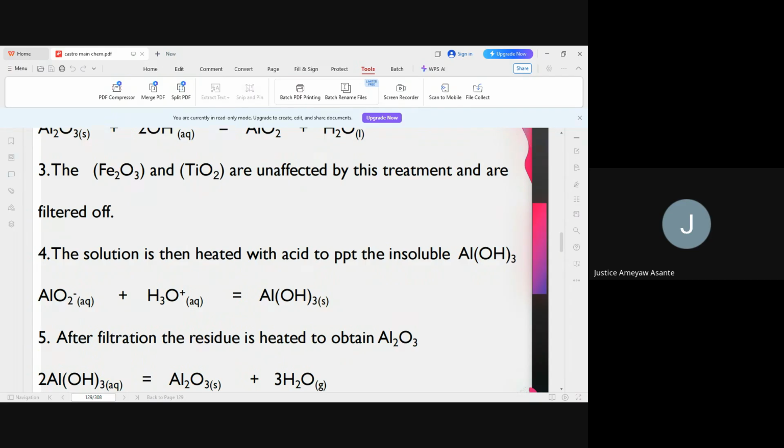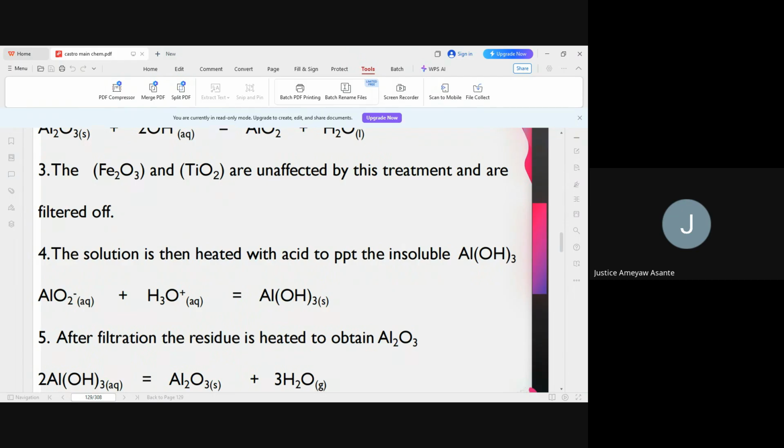Okay, so we now know we are in the process. We have now been able to remove the silica, and we have also been able to remove the iron oxide and the titanium oxide. So the first one, how did we remove? The first things that we removed were two, the iron oxide and the titanium oxide. How were you able to remove it?